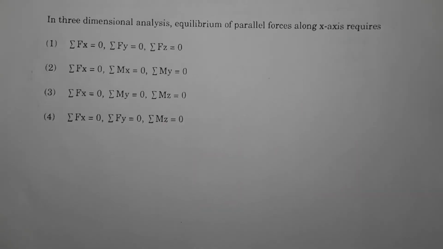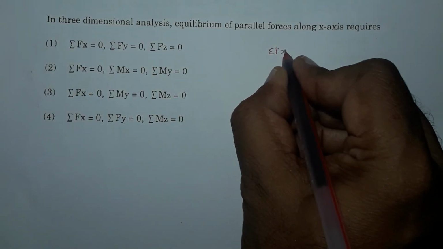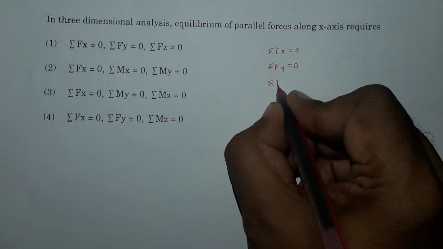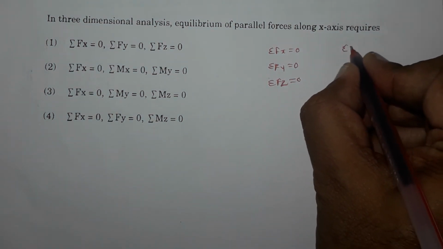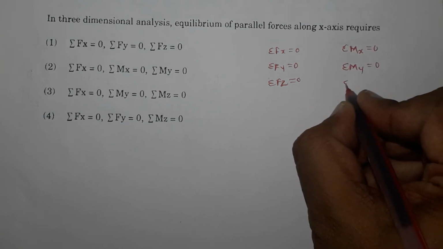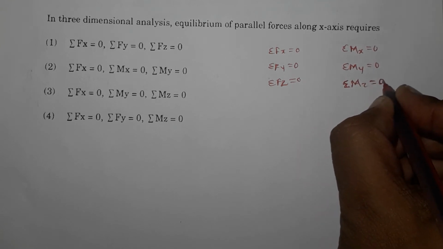Question number 6. In three-dimensional analysis, equilibrium of parallel forces along the x-axis requires. Now we know that in three-dimensional analysis, the number of equilibrium equations available is 6. So summation Fx is equal to 0. Summation Fy should be equal to 0. Summation Fz is equal to 0. Then the remaining 3 are summation of Mx is equal to 0, summation My is equal to 0, summation Mz is equal to 0. So these are the 6 equilibrium equations.